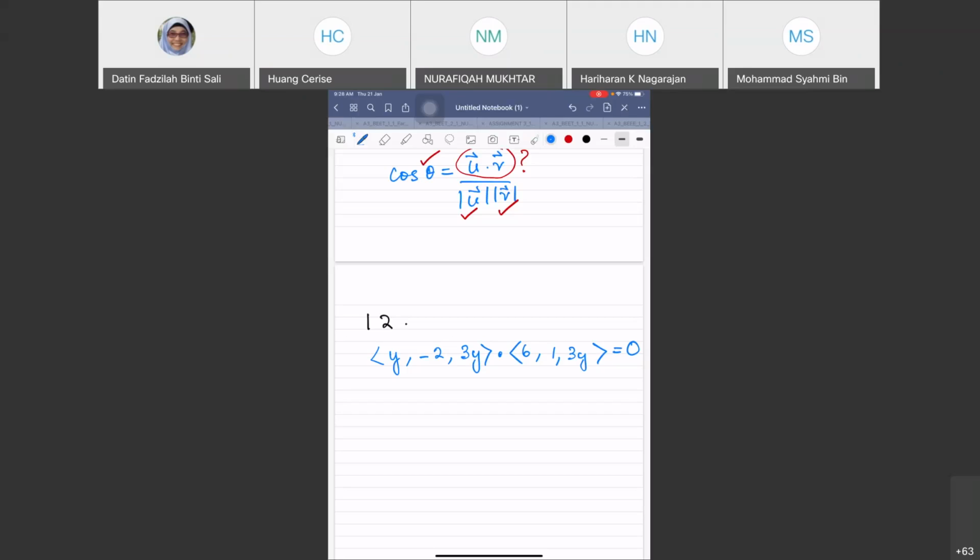Okay, anybody got the answer? Anyone would like to volunteer? What's the answer for y? The equation is 9y squared plus 6y minus 6. Minus 2. Okay, minus 2. All right, the equation will be 9y squared plus 6y minus 2 equals 0.